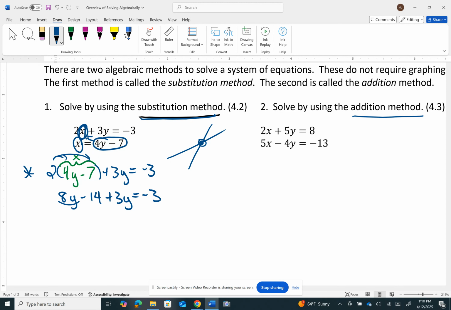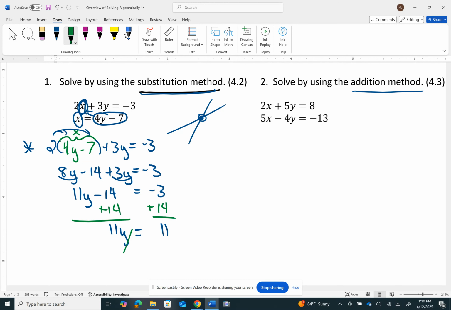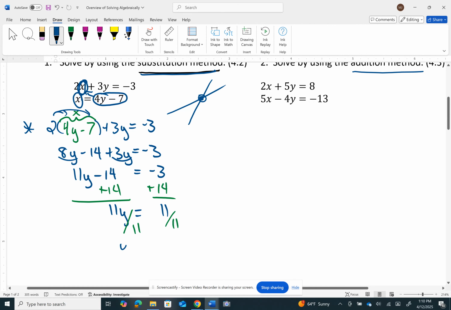These like terms are on the same side of the equal sign, so I just combine them and get 11y. And then from here, I'm going to finish solving that equation by adding 14, which gives me an 11 on the right and an 11y on the left. And then I'm going to divide by 11 on both sides to get y equals 1. Okay.